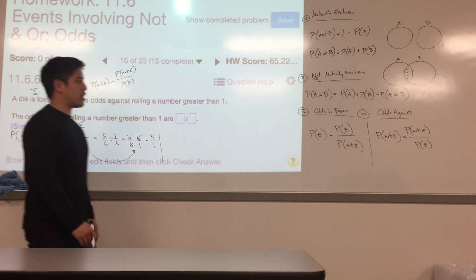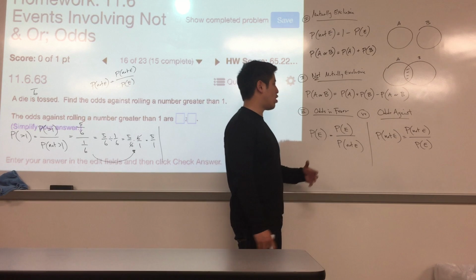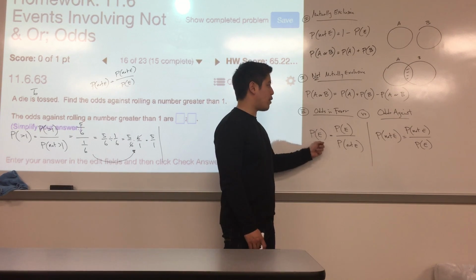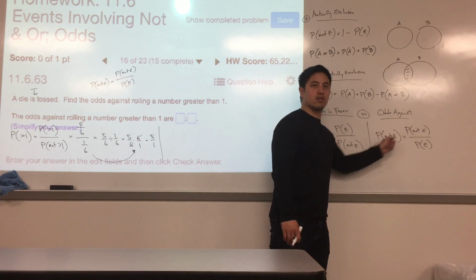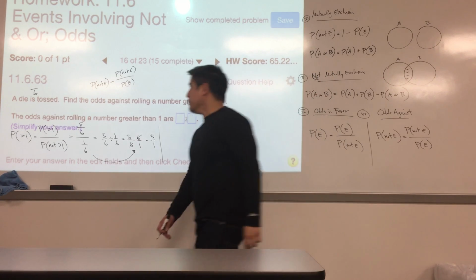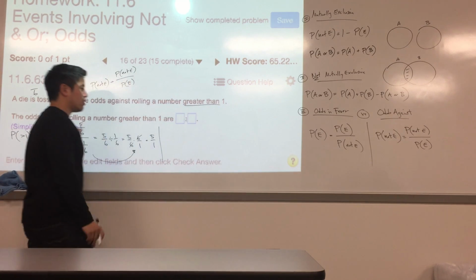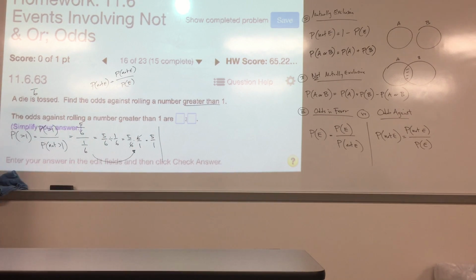Okay, so when you're in favor, hoping that something happens, the probability of that goes on top. Against, whatever is "not" goes on top. They match. Okay? Okay, against rolling a number greater than 1.